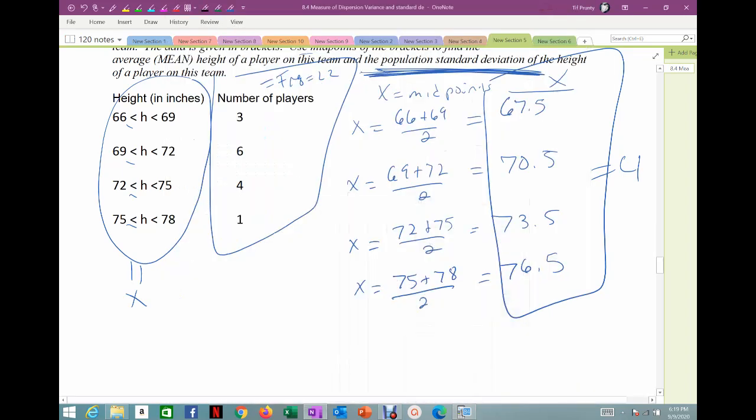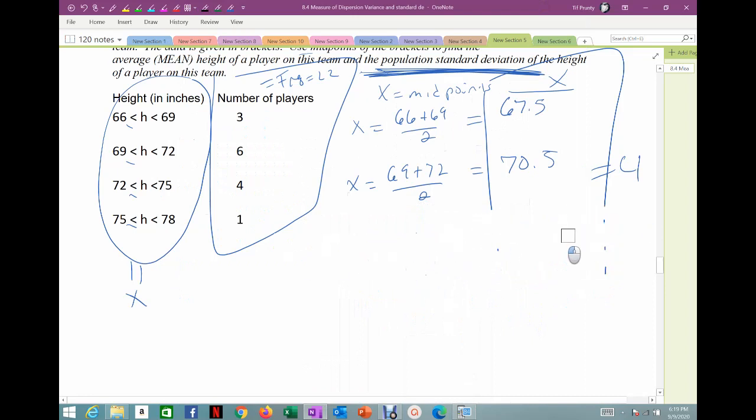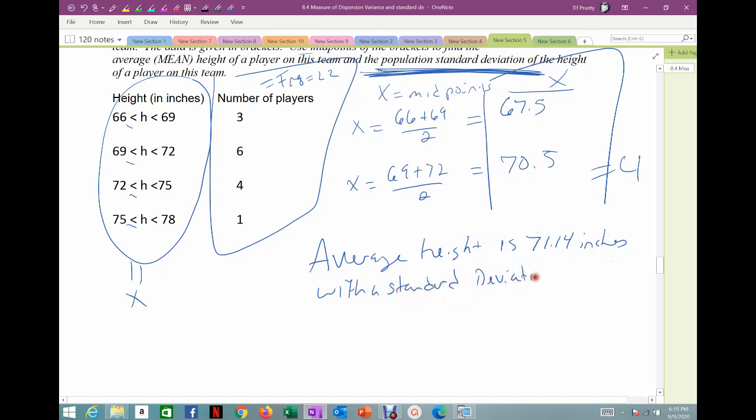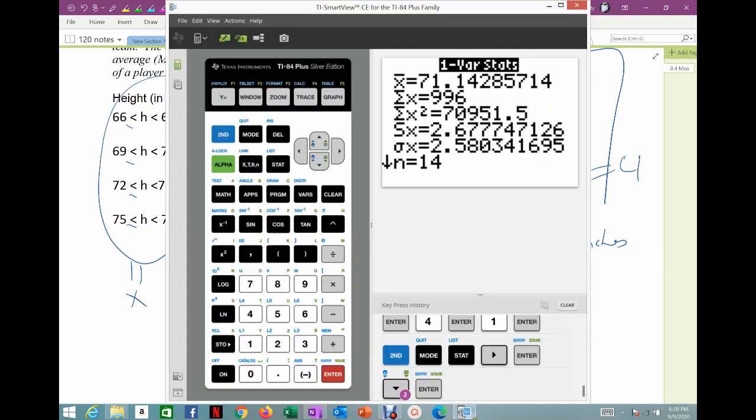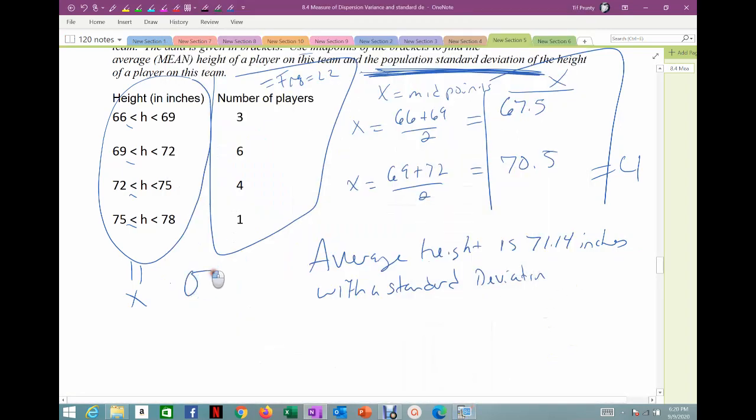Alright, so my answer, it actually asks for both. So the average height is 71.4 inches with a standard deviation of 2.58. Make sure I get the, again, sigma is the one we're looking for, the population standard deviation. And so with a deviation of 2.58.